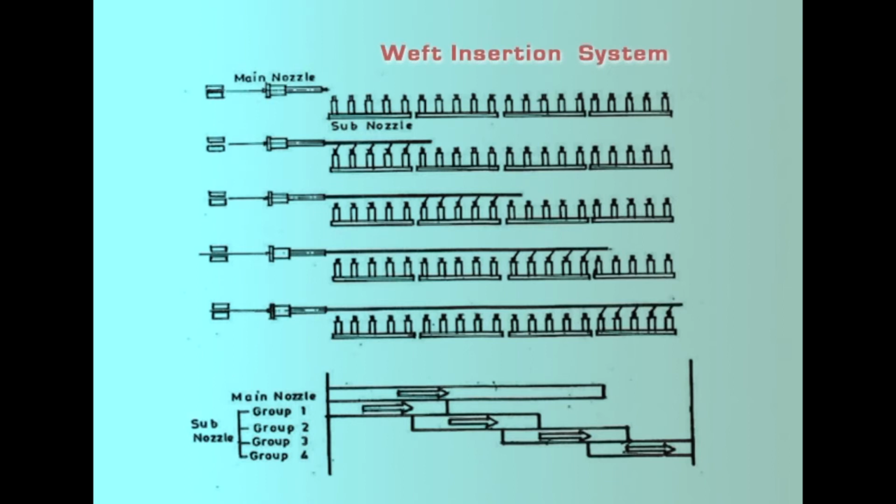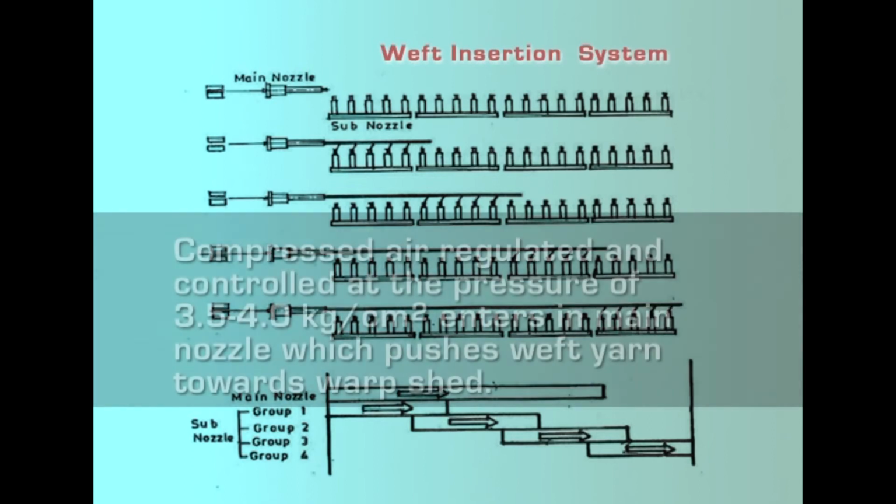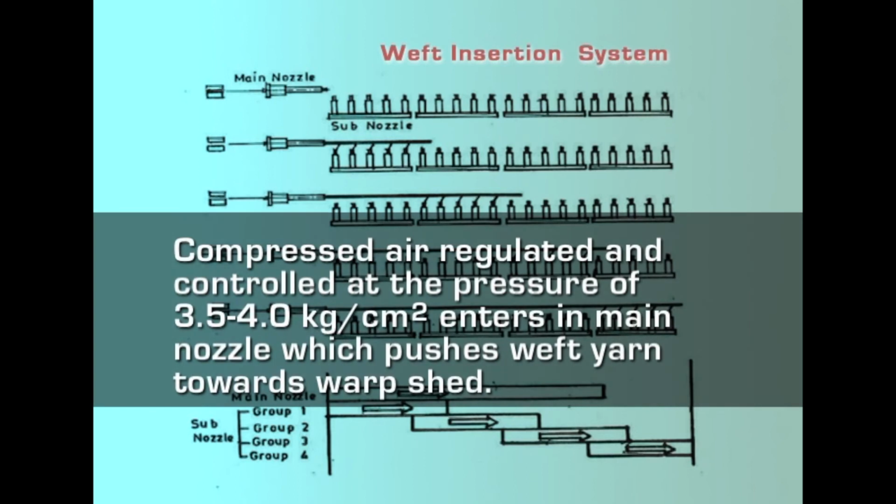So, the air jet starts from one nozzle. Once the yarn moves forward, it shuts the flow of air and the second nozzle starts operating. Simultaneously, as the yarn moves forward, the remaining nozzles also start operation one after the other. Compressed air, regulated and controlled at a pressure of 3.5 to 4 kilogram per square centimeter, enters the main nozzle, which pushes the weft yarn towards the warp shed.